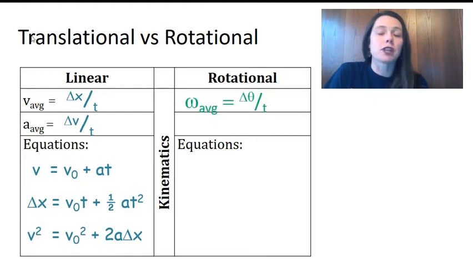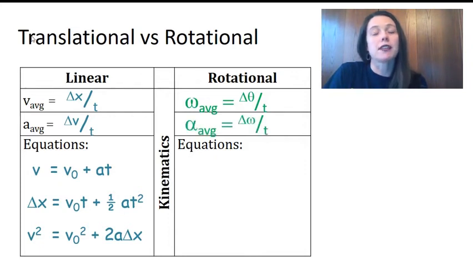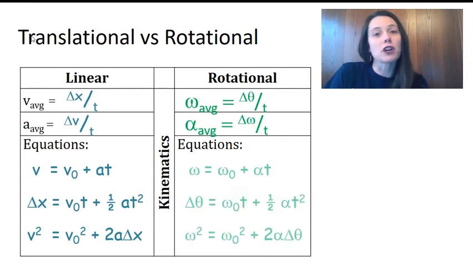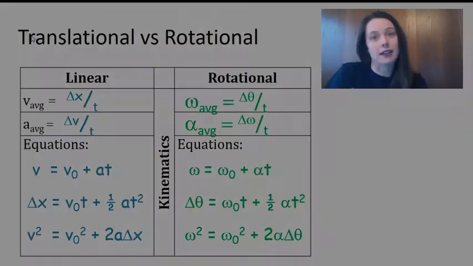All of these equations have a rotational equivalent. The average rotational velocity is equal to the change in angle over time. The average rotational acceleration is the change in angular velocity over time. And each of the equations that you see on the left has an equivalent with the rotational variables: omega instead of v, alpha instead of a, theta instead of x.